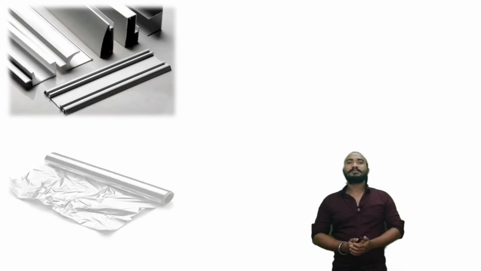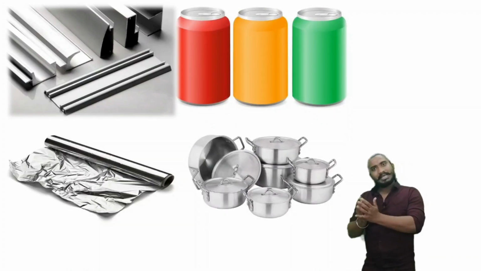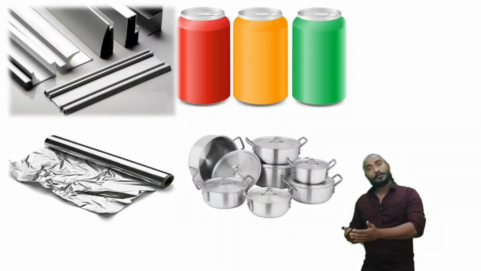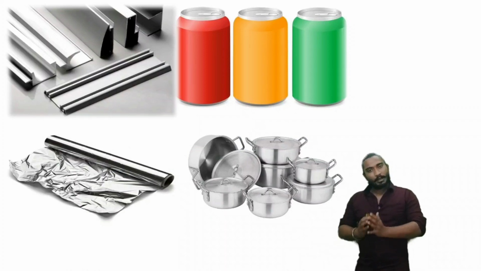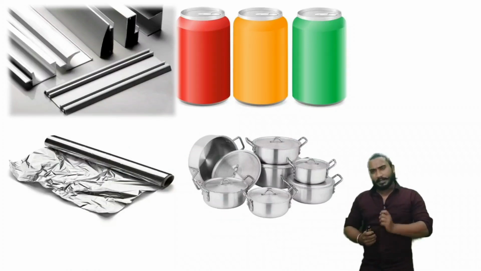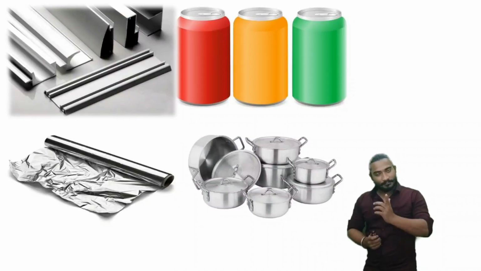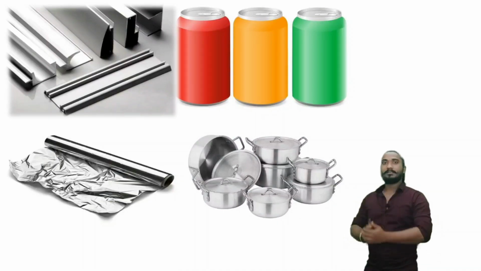Let us start. You might have observed the panels of your windows, the cans in which we have soft drinks, sometimes the foil that we use to wrap food items, also the utensils. Now children, looking at all of these examples, can you guess what is common in all of them? Very good. They are all made up of aluminium.